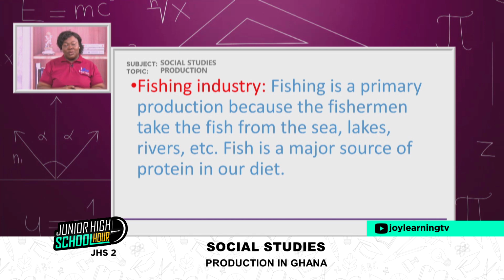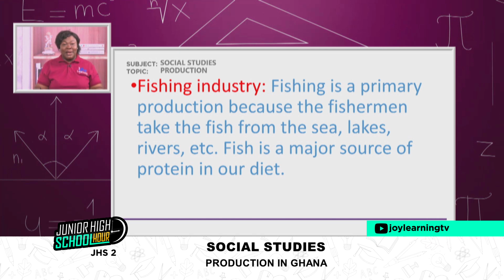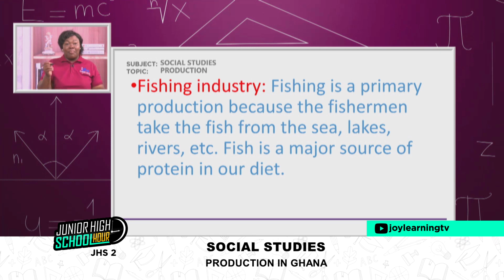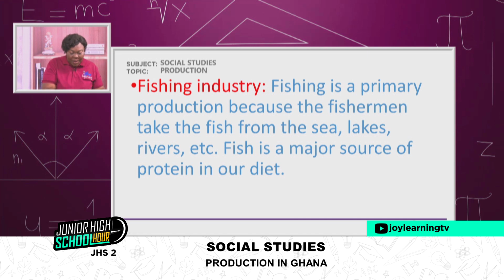Now let's move on to where we can get those in Accra to get some of the industry. So, fishing industry. Fishing is a primary production because the fishermen take the fish from the sea, lake, lagoons, etc. The fish is the major source of protein in our diet. And the fish again can be used for canned fish like the sardine, and canned tuna and canned mackerel are all parts of it.